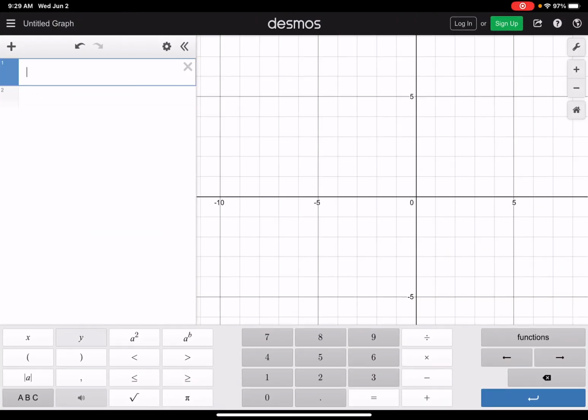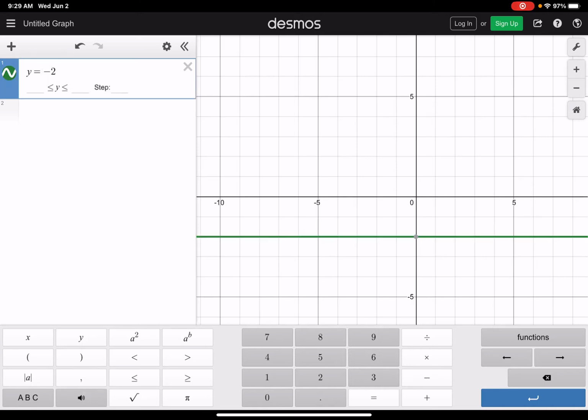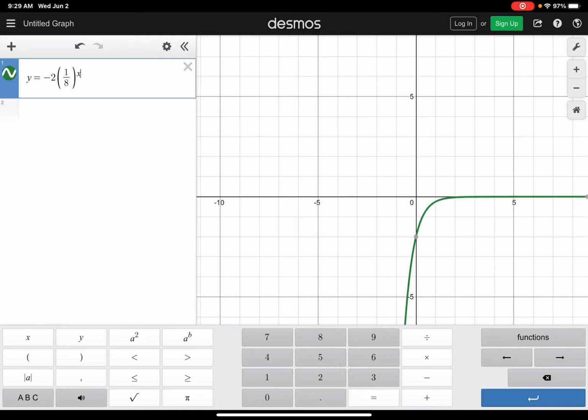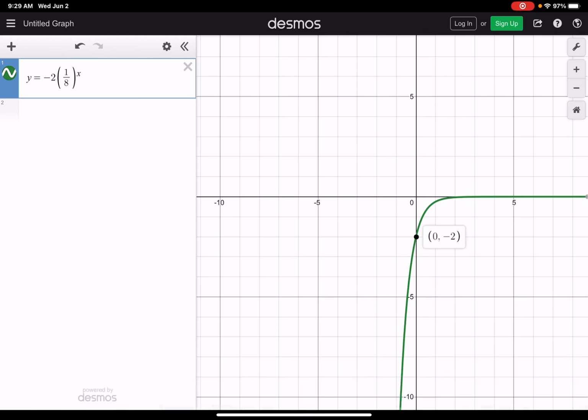So in Desmos, I have y equals -2, parentheses. Remember to do 1/8. You got to do 1 divided by 8 to get the parenthesis, or to get the fraction. Then move over and do your parenthesis, raised to the x. Now this one looks different because you can see it's definitely underneath the x-axis, which happens anytime the number in front is a negative number. We have -2.